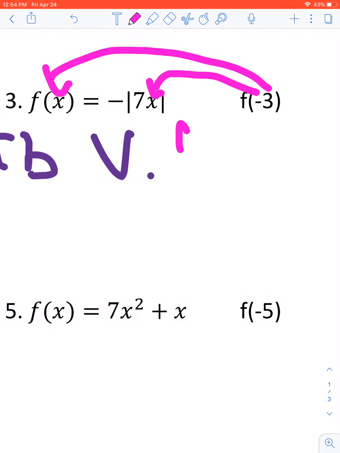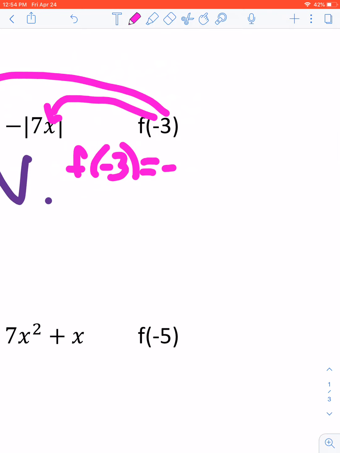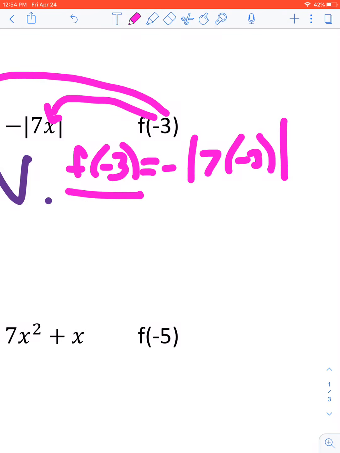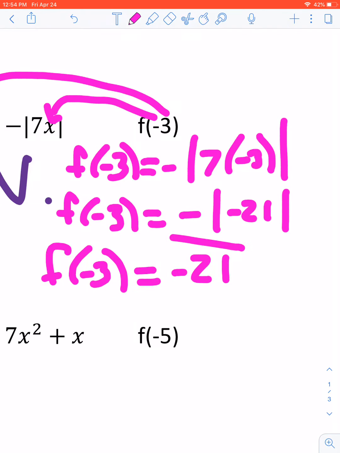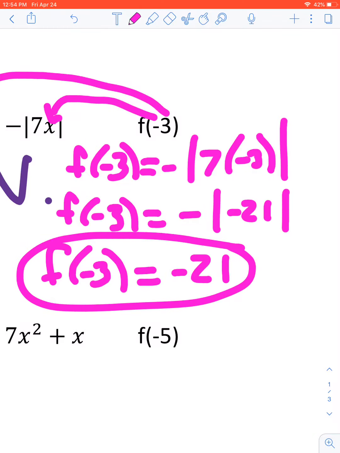So I end up with f of negative 3 equals negative absolute value of 7 times negative 3. The left side of the equation here, I do not touch. I leave it 100% alone 100% of the time. So I end up with f of negative 3 equals negative absolute value of negative 21. Well, we talked about earlier that an absolute value cannot be negative. So the absolute value of negative 21 is 21, but then you multiply it by a negative and you get negative 21. So f of negative 3 equals negative 21.